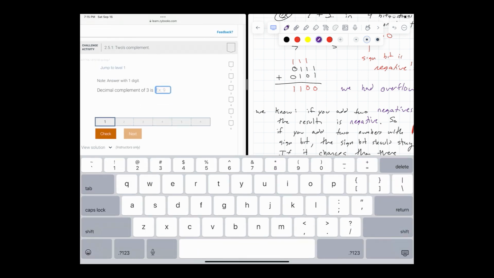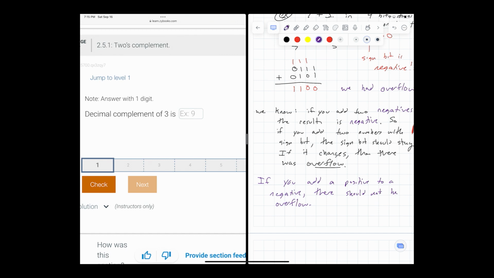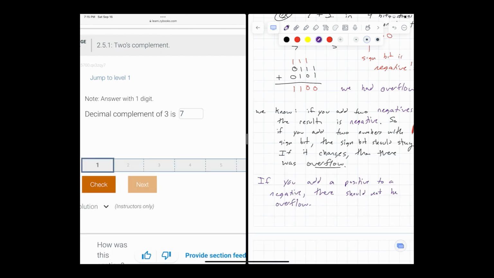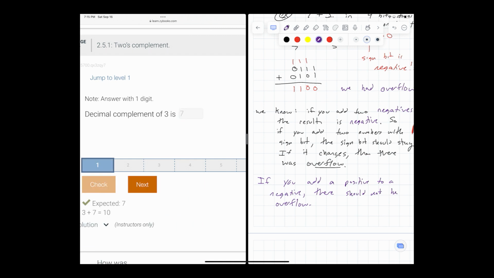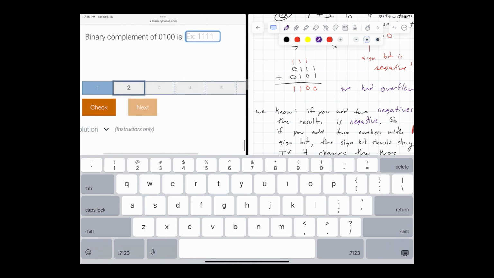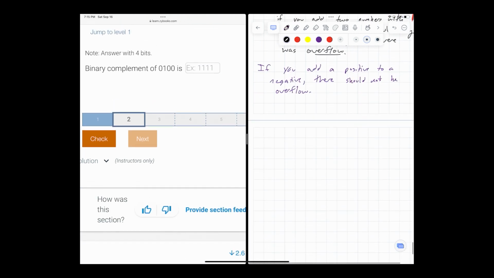So what they're talking about here is complements again, like we did at the beginning. So we're dealing with 1 digit. So the complement would be what you add to get 10, right? So 3 plus 7 would give you 10. Binary complement. So they want it in binary, I think is what they want there.